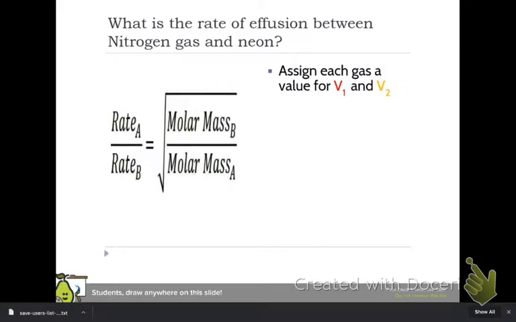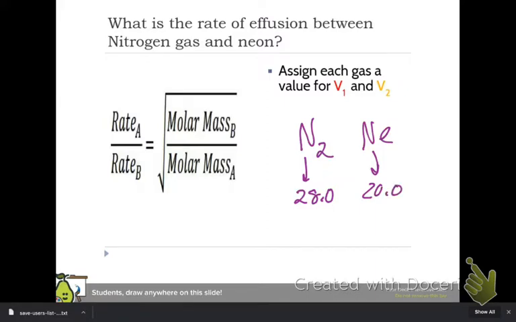What is the rate of effusion between nitrogen gas and neon? So the first thing we have to do is find the molar masses of each. Remember, nitrogen gas is diatomic, so you need 2 of those. Neon is a noble gas. So we're going to look at the masses of each, and each nitrogen atom has a mass of 14.0 grams. So this one has a mass of 28.0 grams per mole. And the neon off the periodic table has a mass of 20.